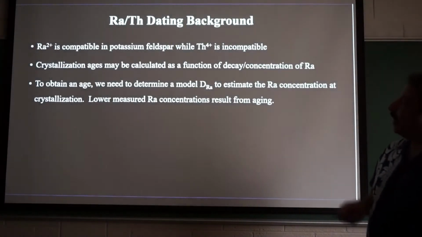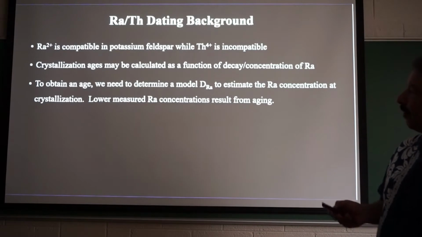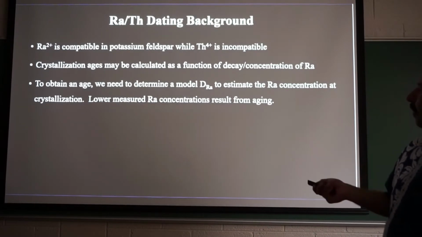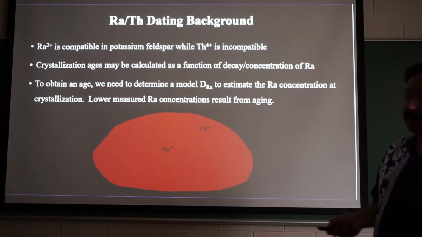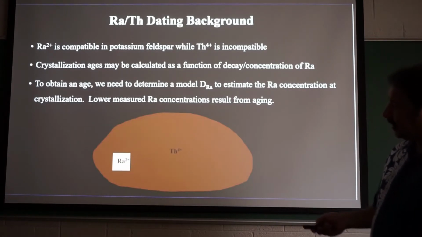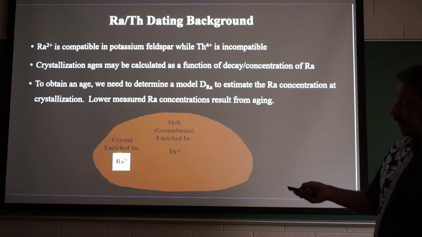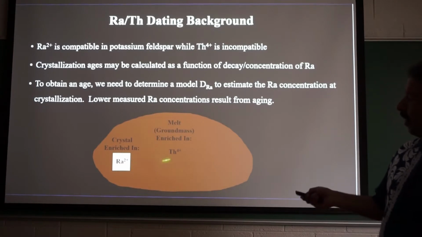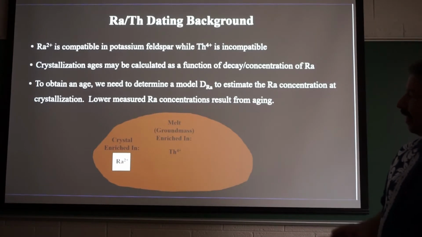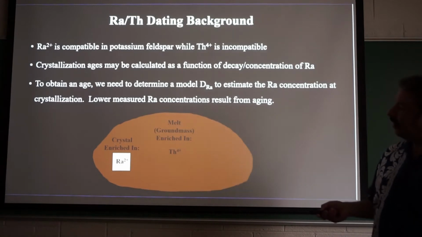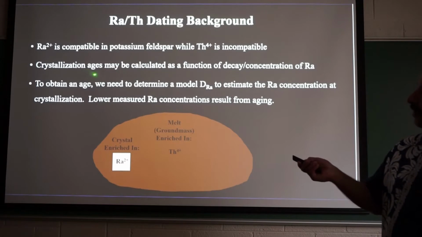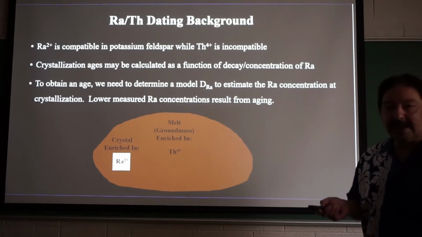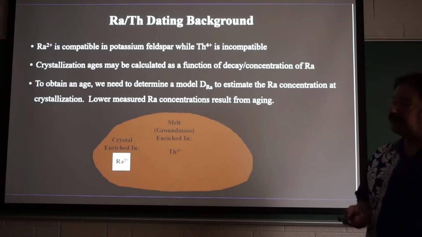So, radium-thorium dating, little background. Radium is compatible with potassium feldspar, thorium is not. So when you've got radium and thorium floating around in a magma, you make some potassium feldspar. The radium is sequestered in the potassium feldspar, the thorium is excluded and remains in the melt. So in effect, when that happens, we can calculate crystallization ages that are a function of the concentration of radium.